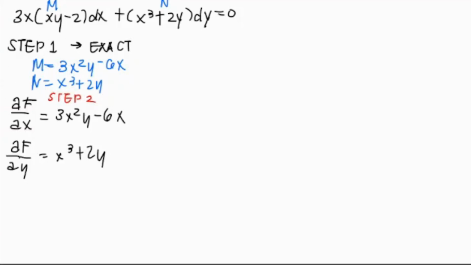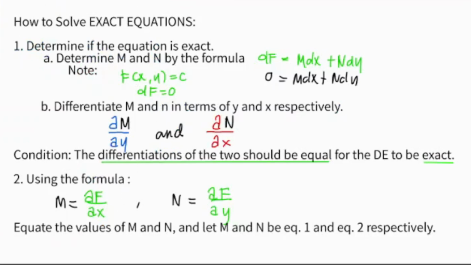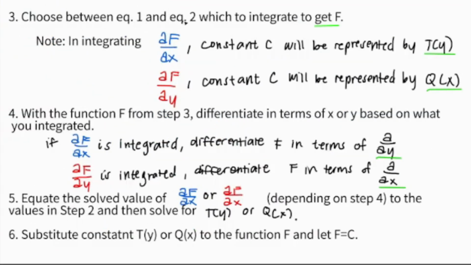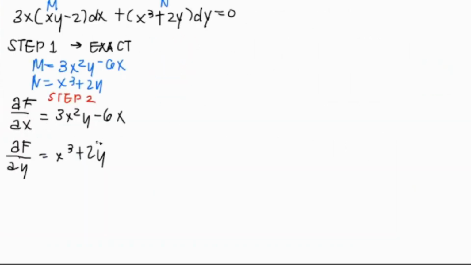Ngayon is step 3 na tayo. Choose between equation 1 and 2 which to integrate to get f. So, ang goal natin sa step 3 is mahanap natin yung f. Since pwede tayong pumili dito sa dalawa, ito yung equation 1, ito yung equation 2, pili tayo sa dalawa kung ano mas madali integrate. So, ito yon. So, integrate natin to.